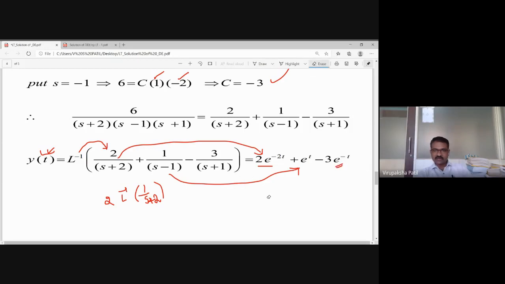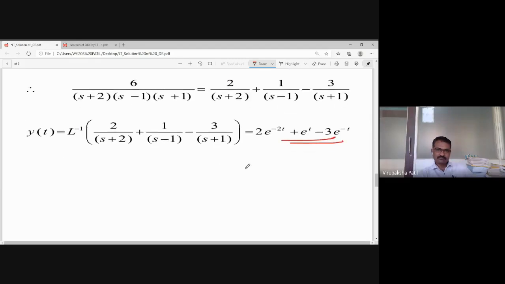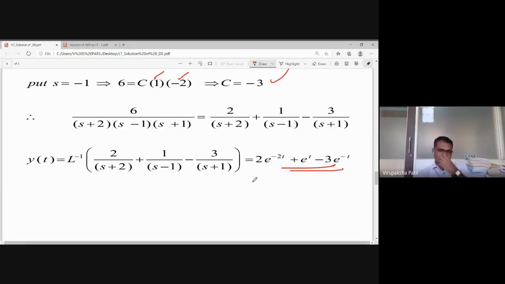So you will get the final answer, that is the solution for the given differential equation IVP with the given initial conditions. That becomes 2 into e to the power minus 2t plus e to the power t minus 3 into e to the power minus t, which is the required answer. Is that clear? Hope it is clear, all of you.